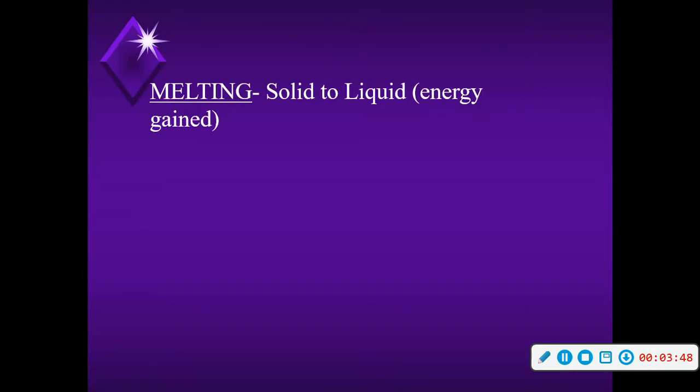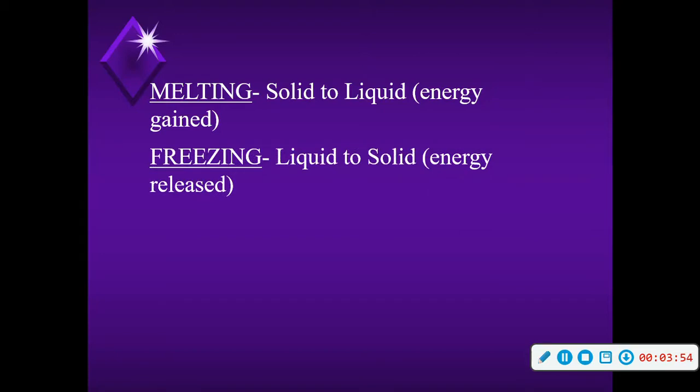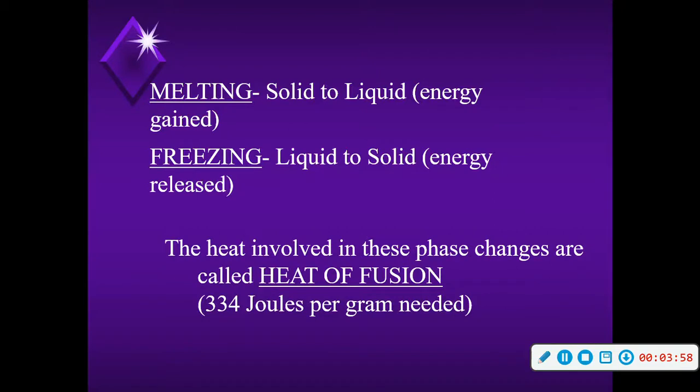Okay, melting is when solid goes to a liquid, so energy is gained, as I mentioned. Freezing, on the other hand, is liquid to a solid, energy being released. And the heat involved with these phase changes, the 334 joules per gram, like I mentioned, either released or gained, is called heat of fusion. So this is a special name for those phase changes.